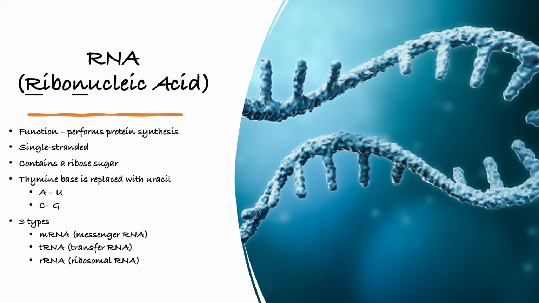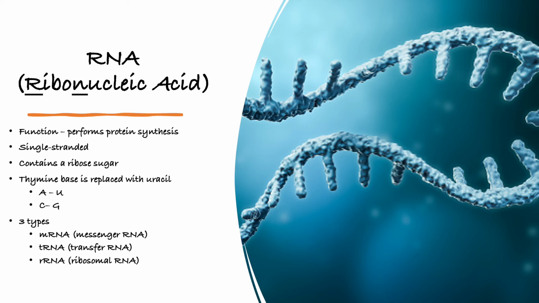So the only unique thing here is that we're not going to see a thymine, and we're only going to see a uracil. So when you start seeing a strand or information that only has U, just know that you're looking at RNA and not DNA.